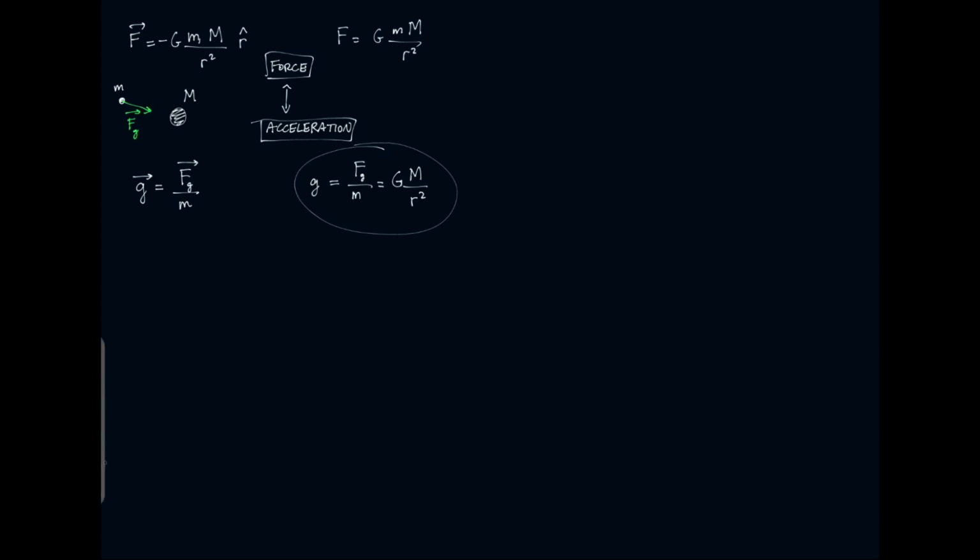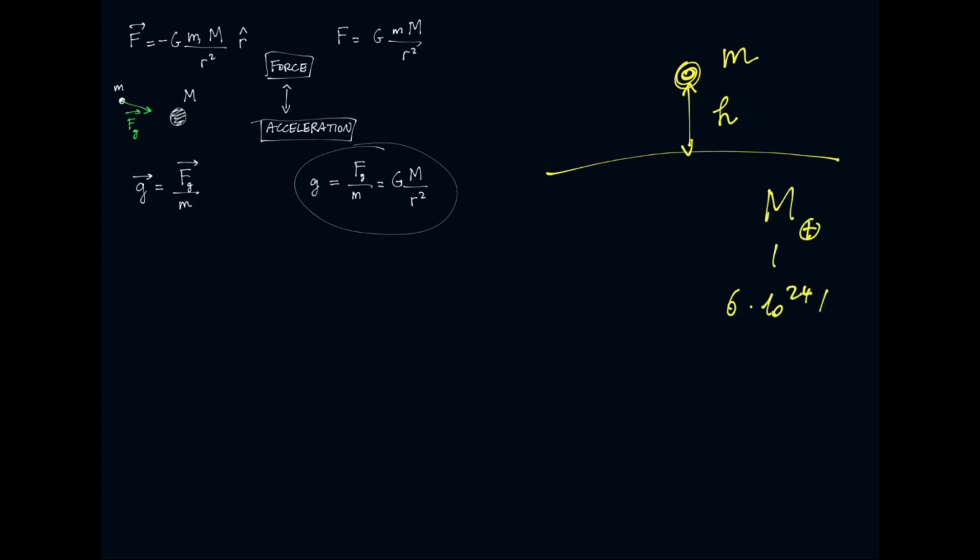Take, for example, a person or an object close to the surface of the Earth at a certain altitude h. There's an object here of mass m, and this is the Earth. The Earth has a huge mass, roughly 6 times 10 to the 24 kilograms, and a pretty sizable radius. The radius of the Earth is roughly 6,371 kilometers.